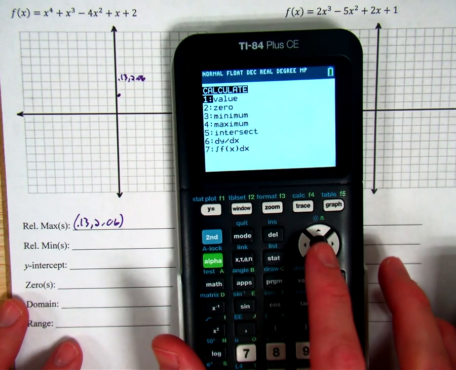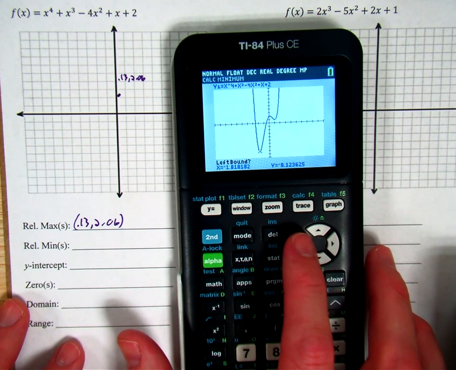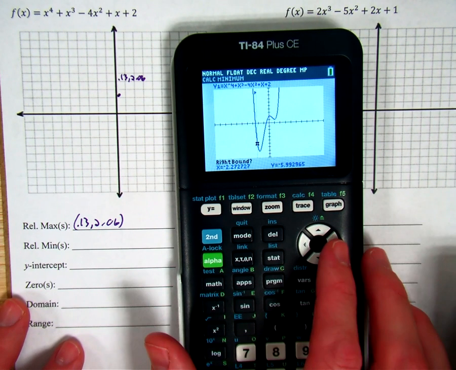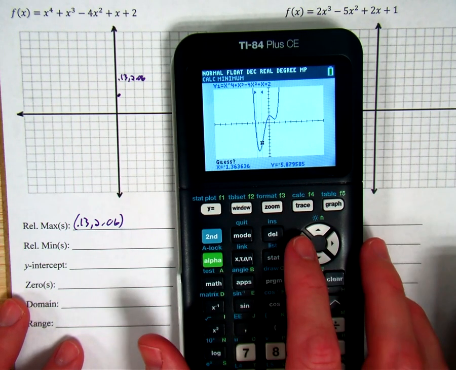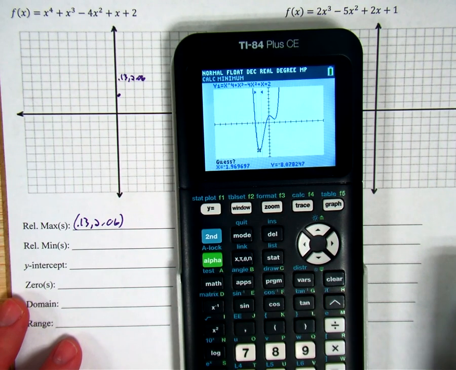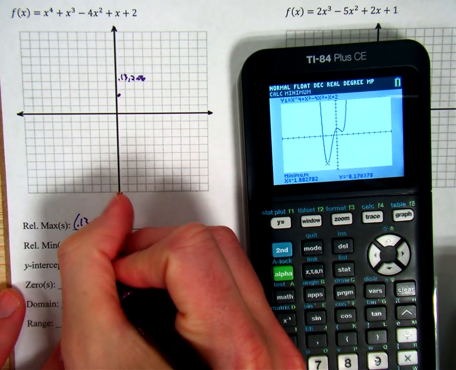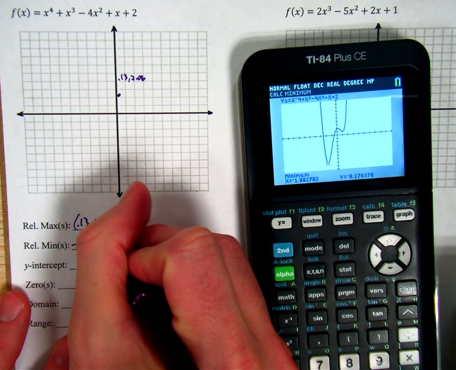Second trace, minimum. I'm going to go left side first. We're going to scoot all the way down to the bottom of that valley. Left, left, left. Enter. Back down to the bottom, right, enter, back down to the bottom, and enter a third time to guess. And our minimum is negative 1.88, comma, negative 8.17.